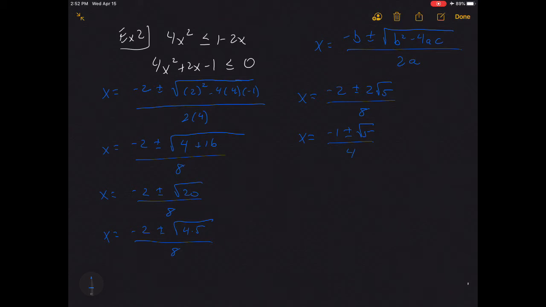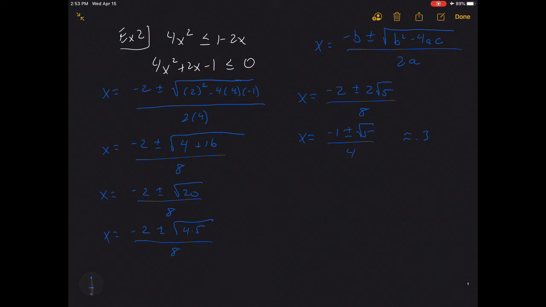Now, if you don't have your calculator, that's really not going to help you unless you have a really good approximation of what these values are. So it's not a bad idea to go ahead and plug these things into your calculator. If you were to do the negative 1 plus the square root of 5 over 4, you're actually going to get approximately 0.3.